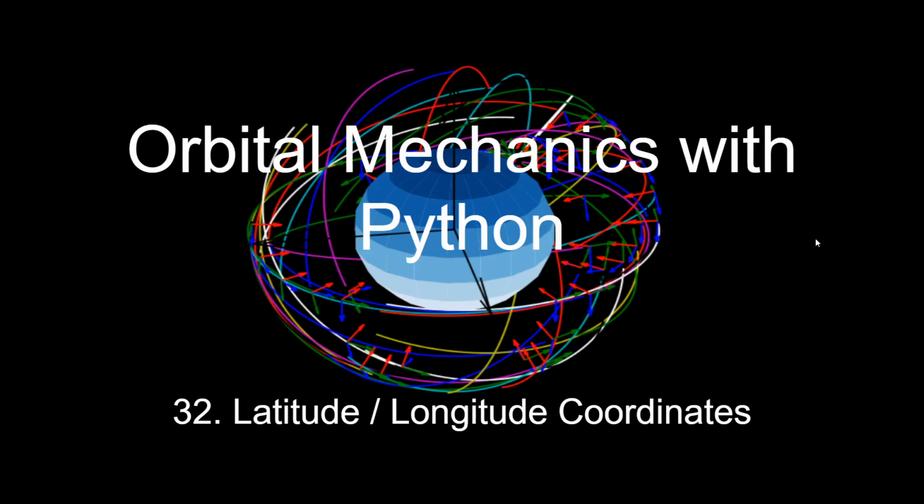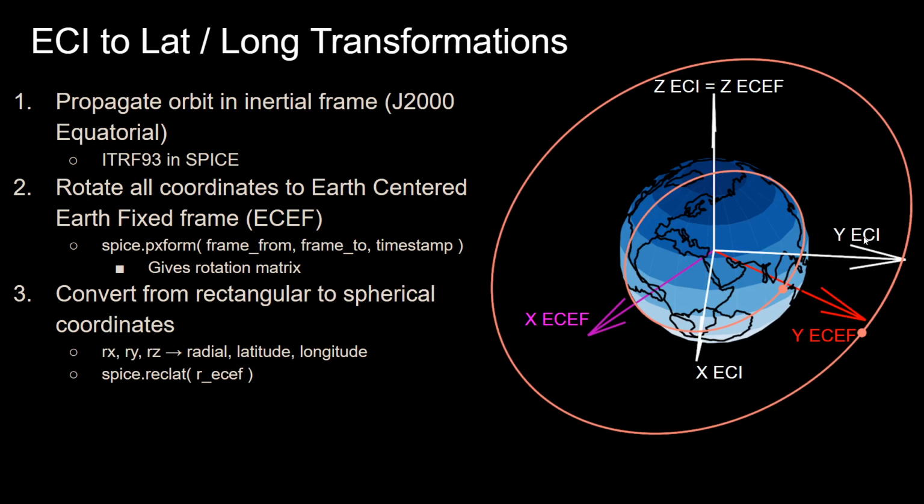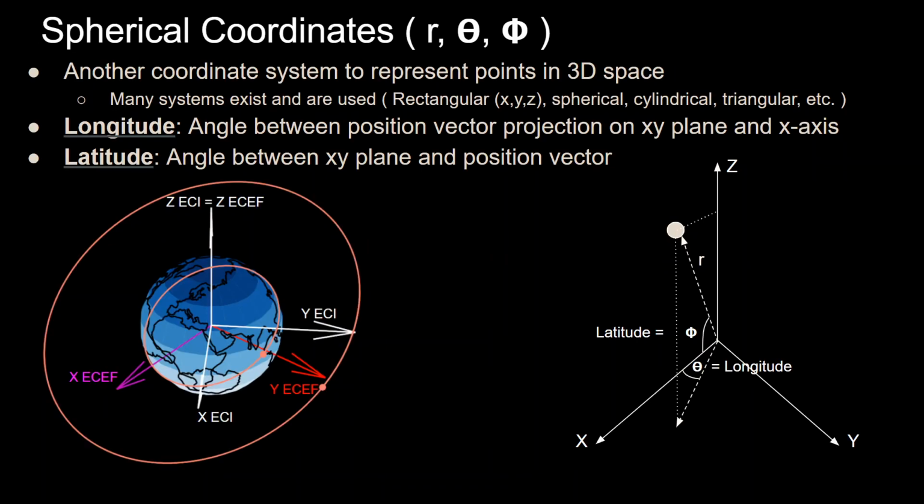So this is a 30-second video in this series, and I'm going to be going over lat-long coordinates. As I've gone over in the previous videos, this is the whole procedure of how to turn your Earth-centered inertial frame position vectors into lat-long coordinates: you propagate your orbit in the inertial frame, then you rotate all of your position vectors to the Earth-centered Earth-fixed frame, and then from there you convert those rectangular coordinates into spherical coordinates. In this video, I'm going to be focusing on step 3 because it's really important to intuitively understand what's going on with spherical coordinates and how they're defined with respect to the Earth.